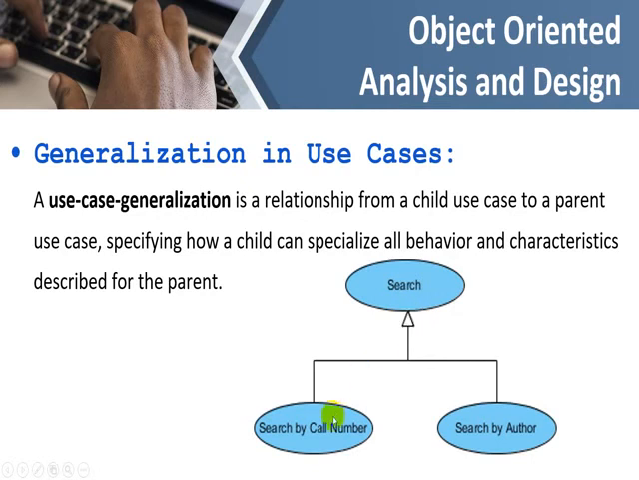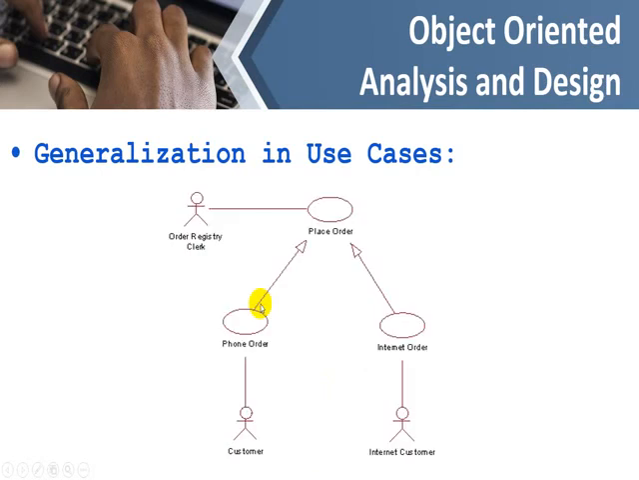That is, we have taken the specific use cases and we have tried to make them a generalized use case depending upon the behavior and characteristics of those use cases. So now these child use cases will inherit the behavior and characteristics of this parent, that is the search use case. So now I give you another example for the generalization.